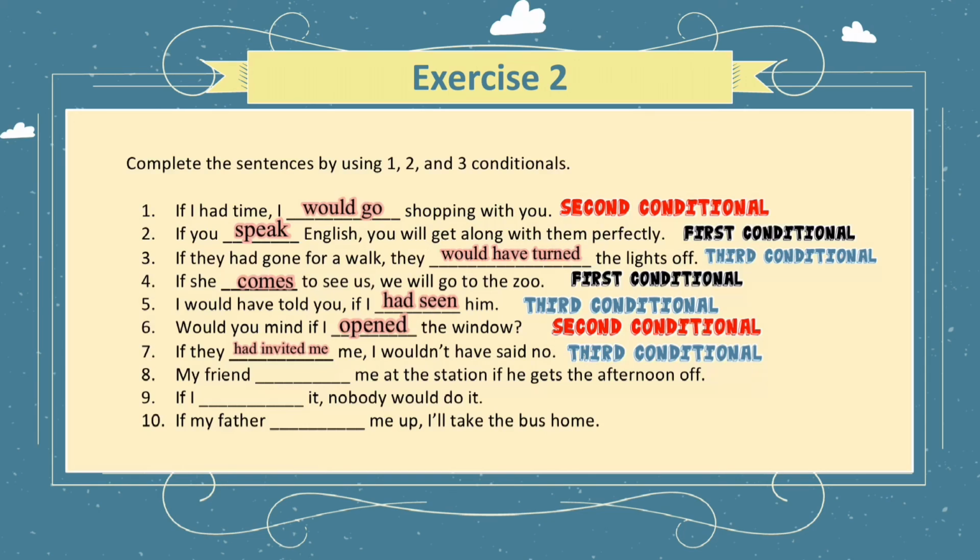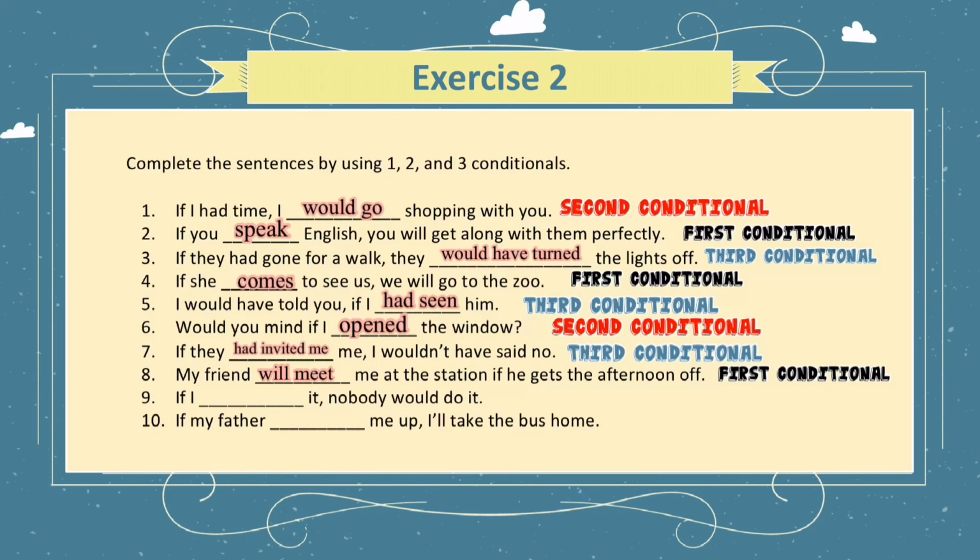Number 8: my friend blank space me at the station if he gets the afternoon off. In this question, it uses first conditional. It is because after the word "if", it uses simple present, which is "he gets". So the answer will be, my friend will meet me at the station if he gets the afternoon off.